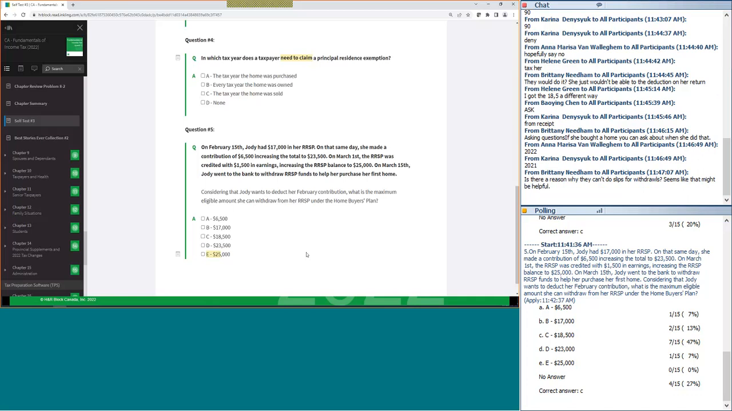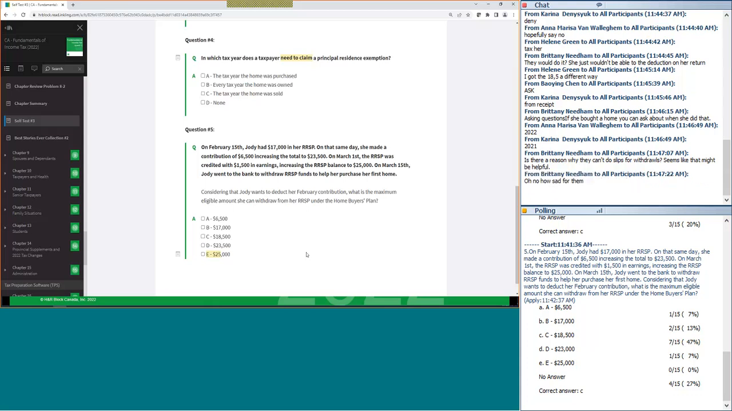Brittany, is there a reason why they can't do slips for withdrawals that might be helpful? It's more work for both the government and the banks. So you are expected to know what you're doing. As a tax person, you have to ask. You have to ask all the time.